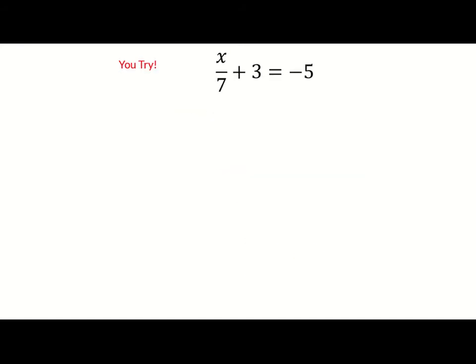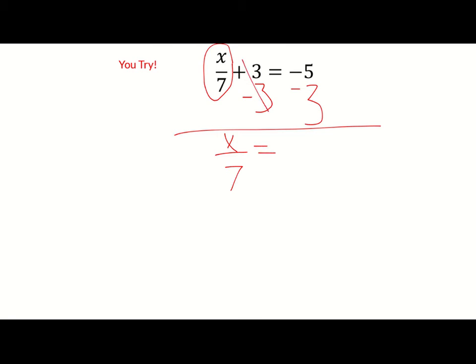For the second try, you should have begun by subtracting 3 on both sides of the equation. This will allow us to get x over 7 all by itself. Because the positive 3 and negative 3 will cancel out. And then on the right, when I simplify, negative 5 minus 3 is negative 8. When you add negative numbers, we keep it negative and then just add the two numbers together.